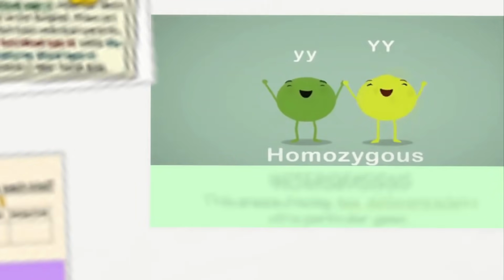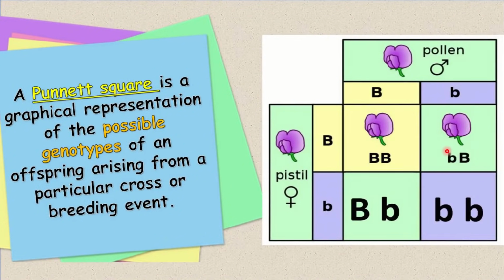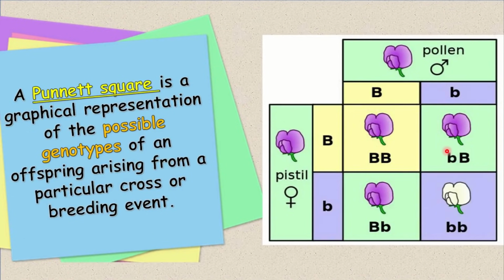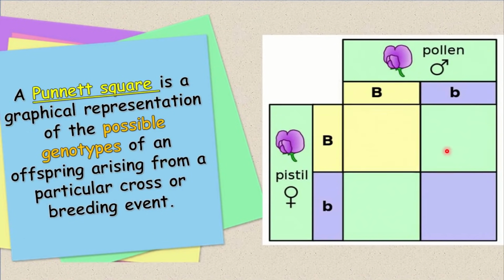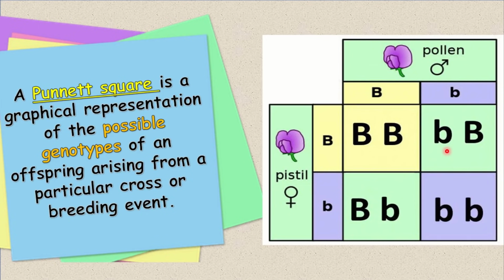Next up, I know that you already know how to use Punnett square. Punnett square is a graphical representation of the possible genotypes of an offspring arising from a particular cross or breeding event. Reginald Punnett is the proponent of Punnett square.